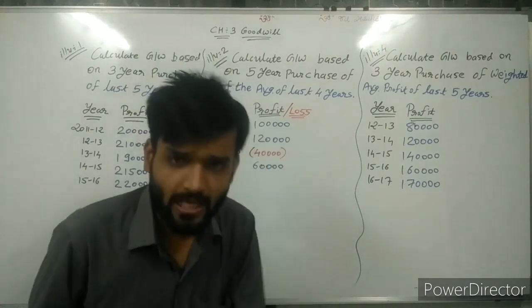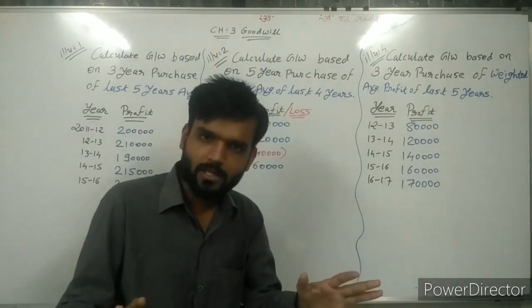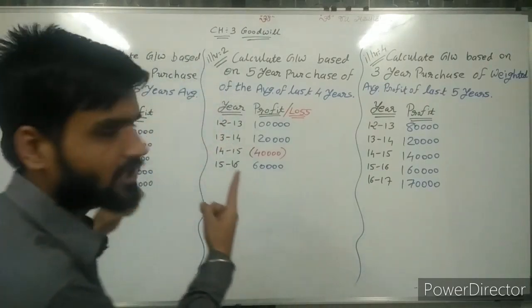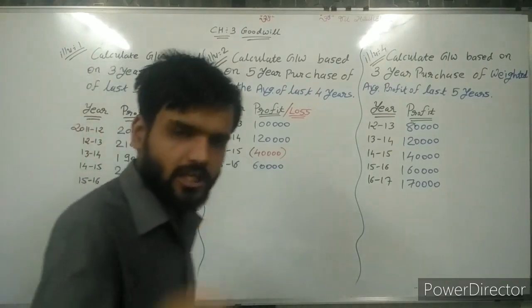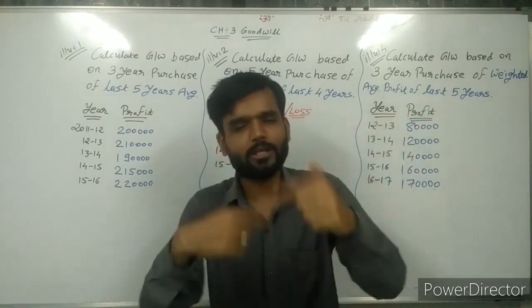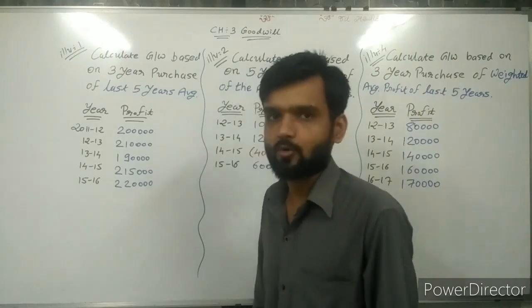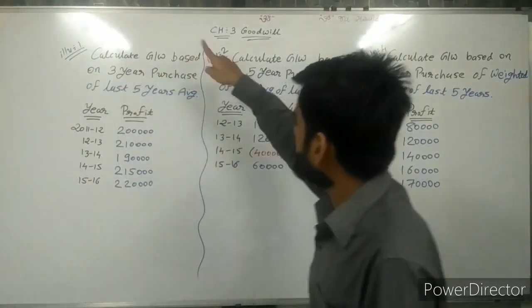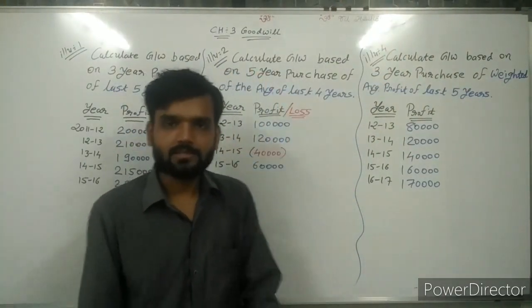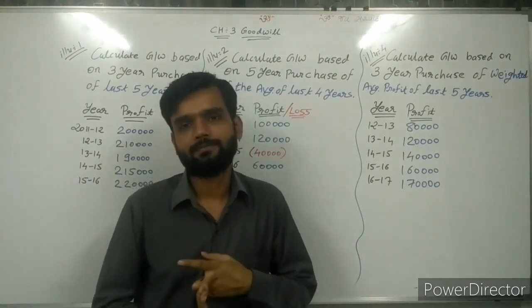So today we are talking about only the first 2 methods, the simple average profit method and the weighted average profit method. For that I have taken 3 illustrations which are given in your textbook, not my sums. My sums we are doing later. First of all, understand the sums given in your textbook: illustration number 1, illustration number 2 and illustration number 4. These 3 sums are related to the simple average method and weighted average method.